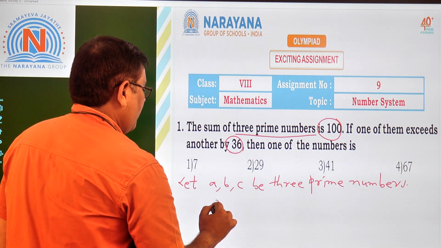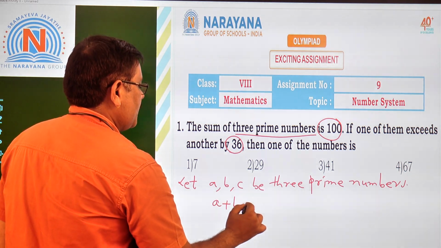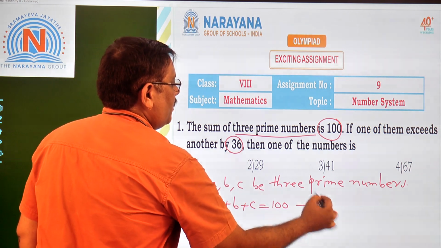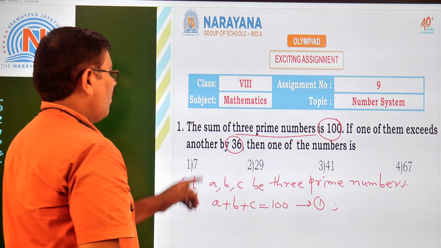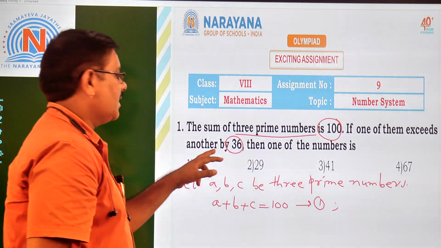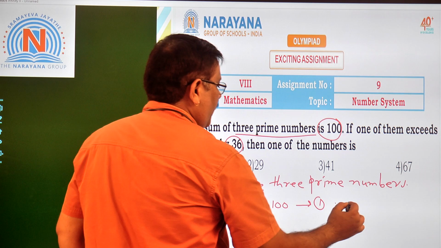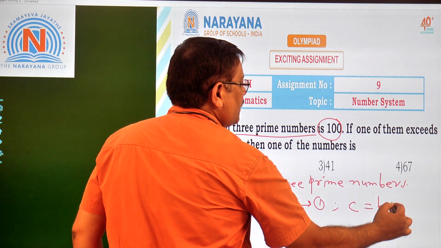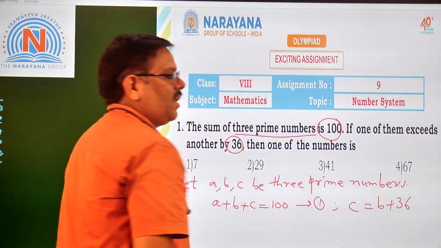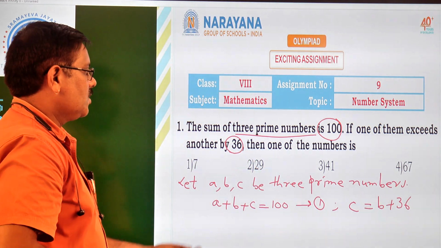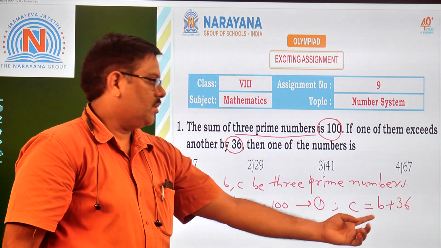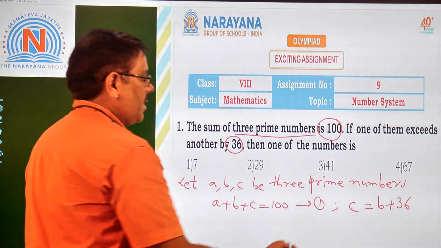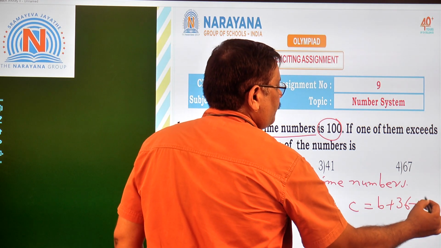Given that A plus B plus C is equal to 100, let us consider it as condition number 1. The next thing is one of them exceeds another by 36. So if you take C, C will be B plus 36. The value of C is B plus 36. So I can choose B and C now. C is 36 more than that of B. Let me consider this as the second condition.